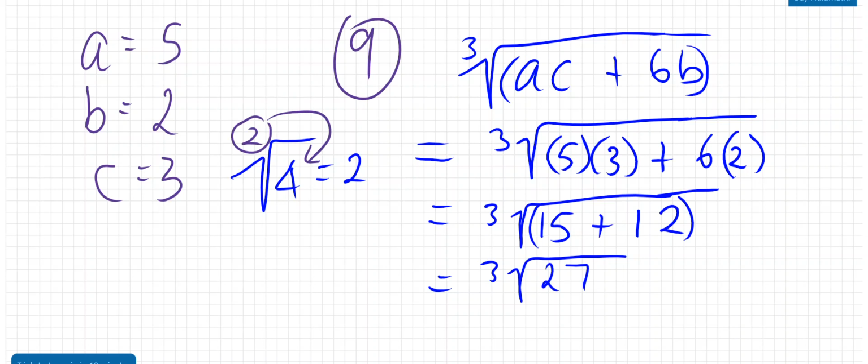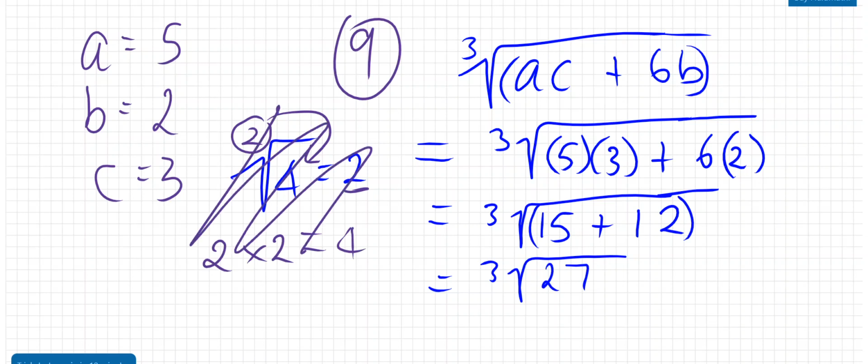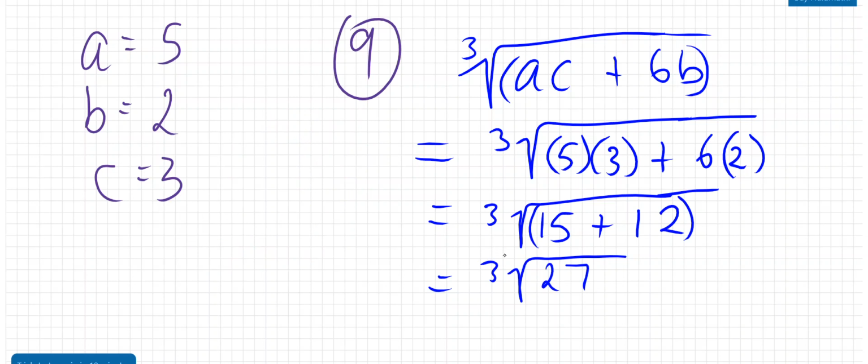This symbol is asking you a question. Can you think of a number times itself twice to give you 4? In this case, we know it's 2 because 2 times 2, same number times itself twice, gives us 4. So we can work that one out. This one here is asking us a number times itself 3 times to give you what?